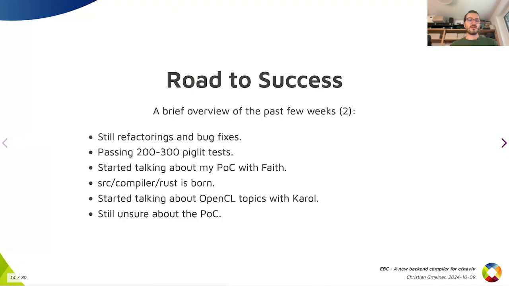In the second stage of development, over the past few weeks, I was focused on refactoring and fixing bugs. During this period, the compiler was able to pass around 200 to 300 piglit tests. It was a small but promising milestone that showed things were moving in the right direction. I also started discussing the proof of concept with Faith. At this point, the shared compiler Rust directory was born.